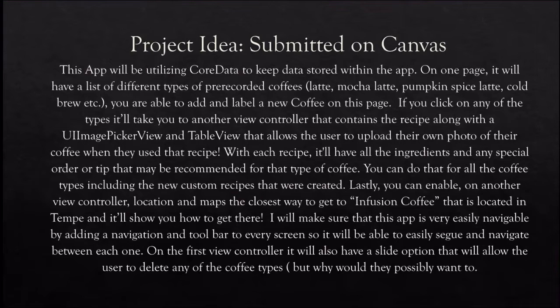Lastly, you can enable, on another view controller, location and maps, the closest way to get to Infusion Coffee that is located in Tempe. It'll show you how to get there. I will make sure that this app is really easy to navigate through, and there's a navigation bar and toolbar to every screen, so you're able to segue between each one. On the first view controller, we'll also have a slide option that will allow the user to delete any of the following coffee types, but why would they possibly want to?